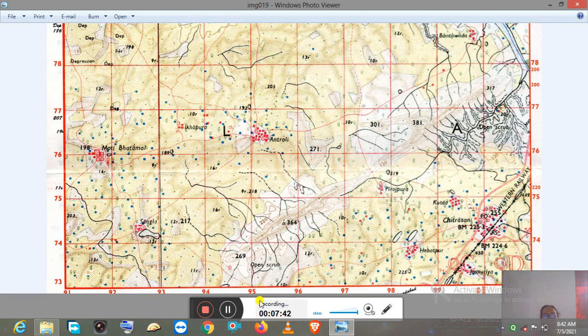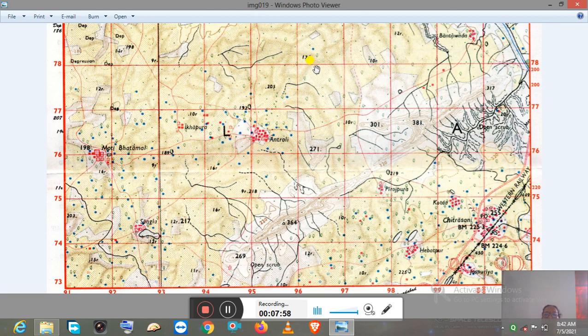9576. Okay. So this is the actual location of Antroli. This is the grid square, the 4-figure grid reference for village Antroli.